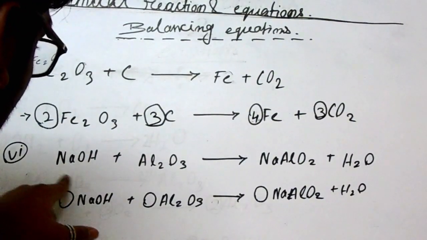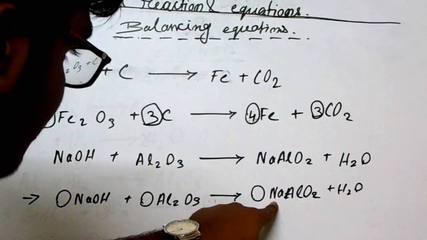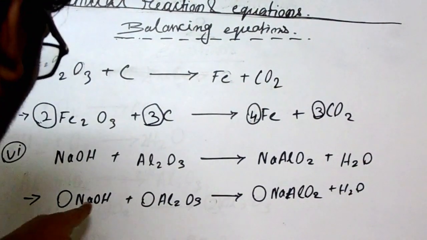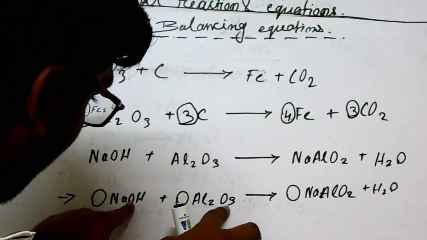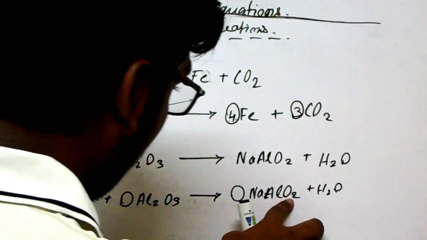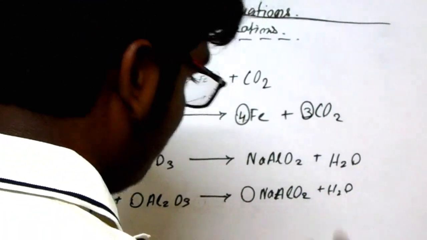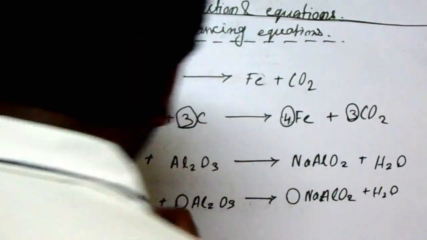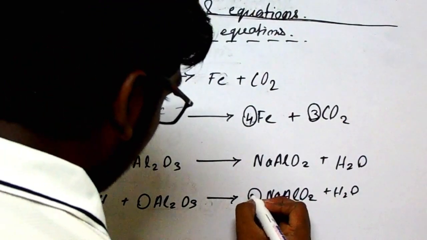Na. Okay, we will show in this one. Sodium 1, sodium 1. Sodium is balanced. Oxygen, how many is there? 3 plus 1, 4. Oxygen, how many there? 2 plus 1, 3. We will put 2 over here and also over here.